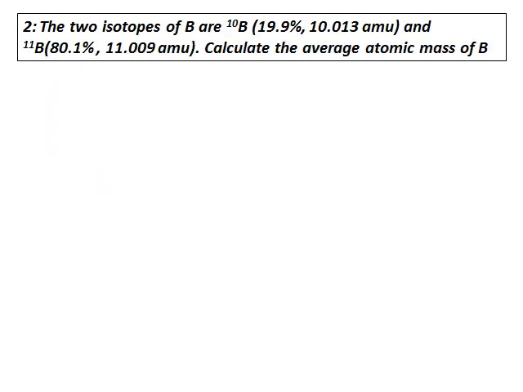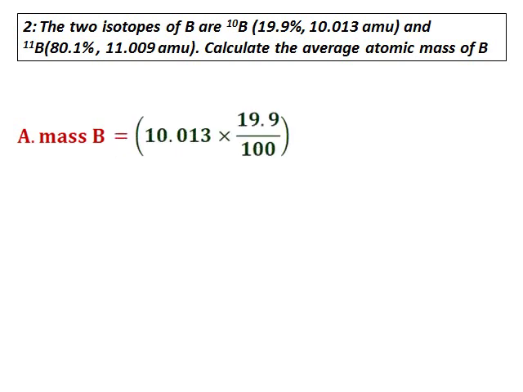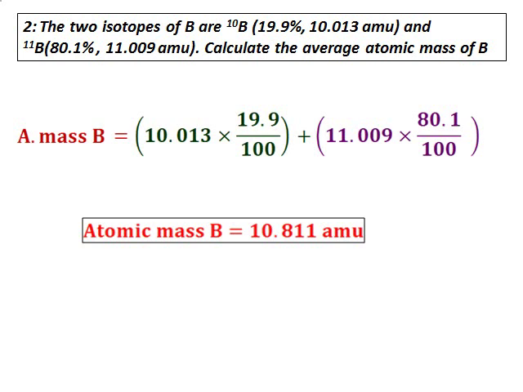The two isotopes of boron are boron-10 and boron-11. The percentage abundance and the relative mass are given for boron-10, and for boron-11 also the percentage abundance and the mass are given. You have to calculate the average atomic mass of boron. The question is similar to the one which we did before. The atomic mass will be the percentage abundance multiplied by the atomic mass given, and calculate the average atomic mass, and that comes as 10.811.